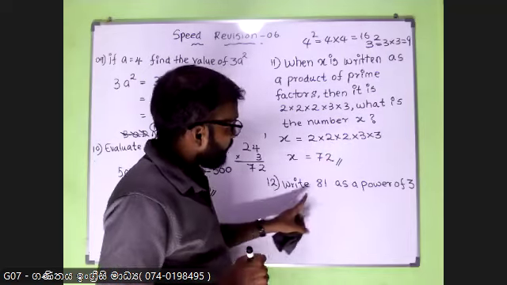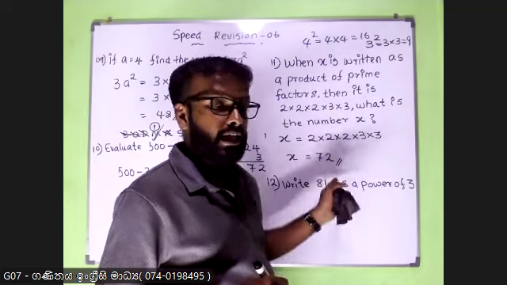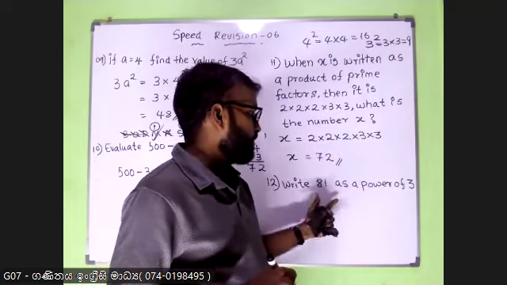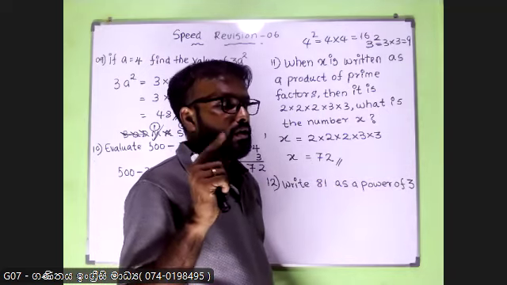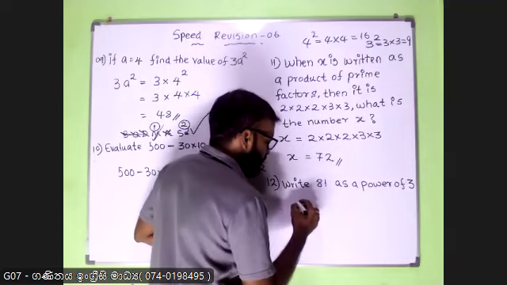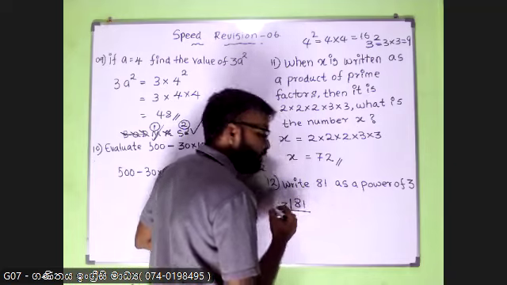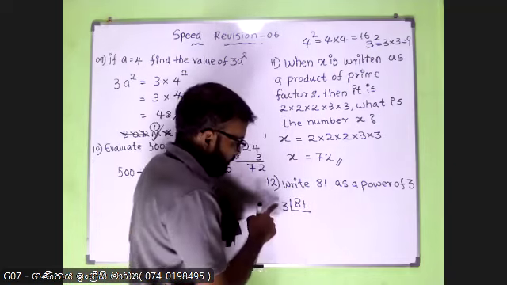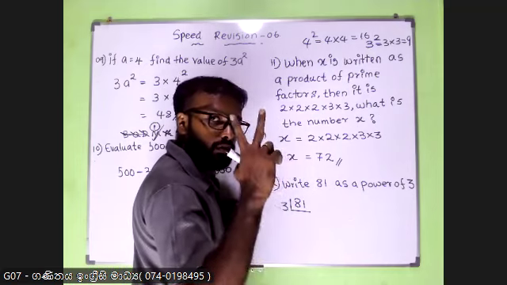Write 81 as a power of 3. In that case, you have to use the memory of the indices lesson. You can divide 81 by 3 until you get 1 at the end. How many 3's are there for 8? 2.